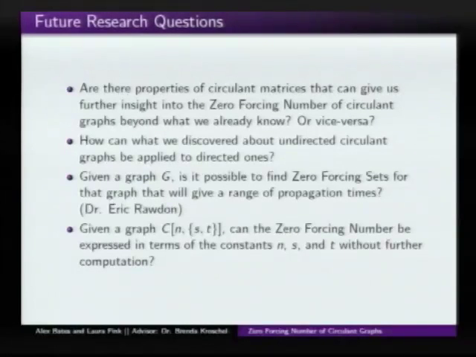We also wanted to know if, given a particular graph, the zero forcing number can be expressed in terms of just the constants n, s, and t without any further computation. So this is the idea of, is there an overarching rule or set of rules where we could just look at the relationship between these numbers and immediately know what the zero forcing number is? I think we've contributed to that a little bit, but I think there's still a lot that could be done.